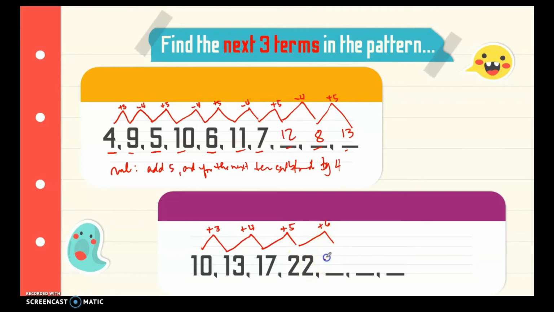So you have 22 plus 6 is 28. Then we need to add 7. That is 35. Then we need to add 8. That is 43. And that's our answer.